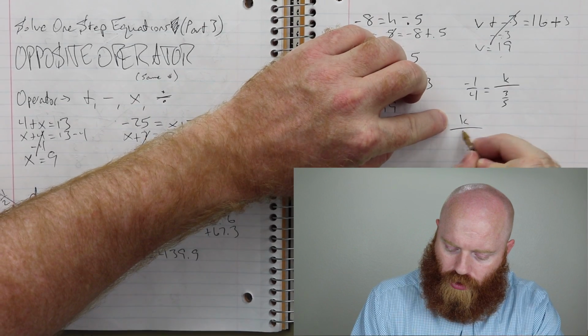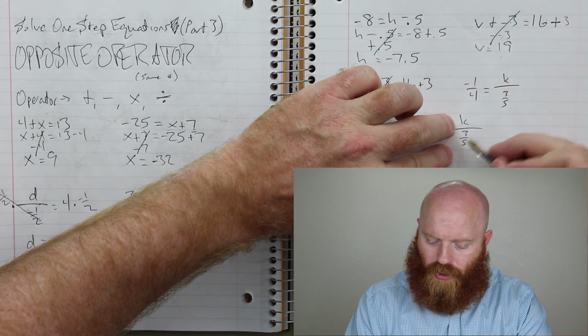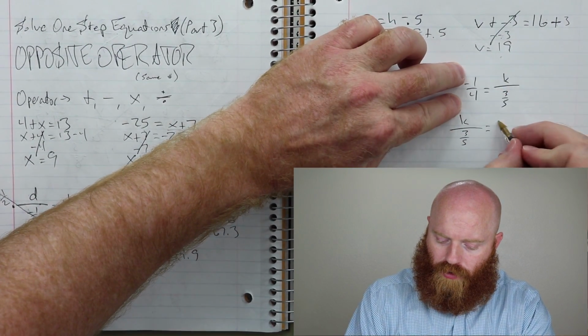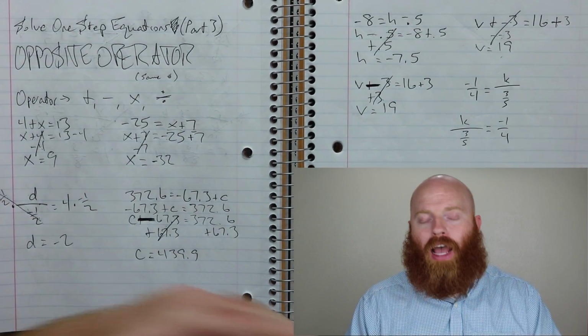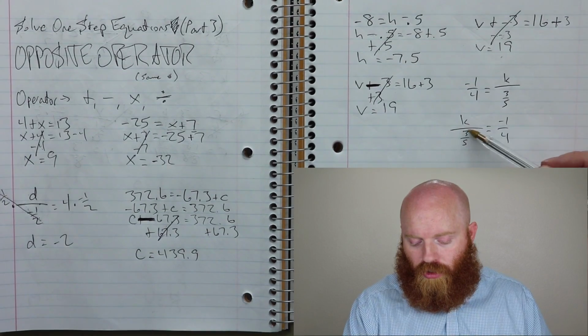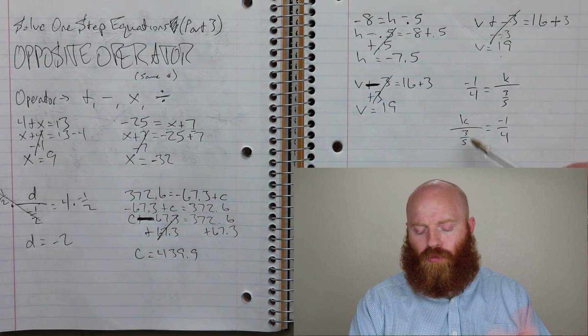So k over 3/5. Put all that stuff right there. I'm going to put all that stuff right there. All I did is switch sides. Okay, now this is part 2. This is part 2 because of the fraction. It's like part 1, but part 2, that was a fraction.